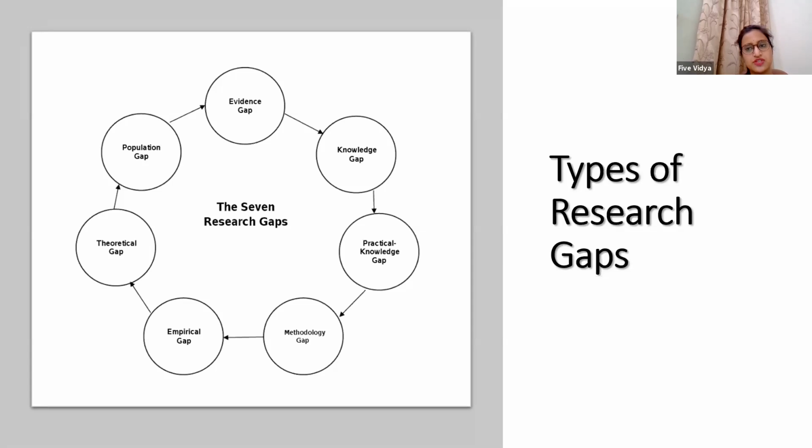And research objectives are always dependent upon research questions. So if you have 5 research questions, you will more or less have 5 to 6 research objectives. Each research question will have one research objective.